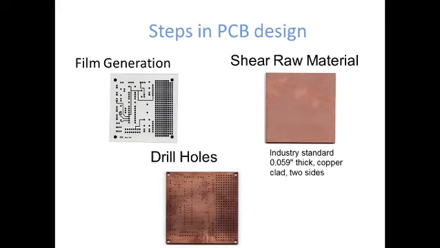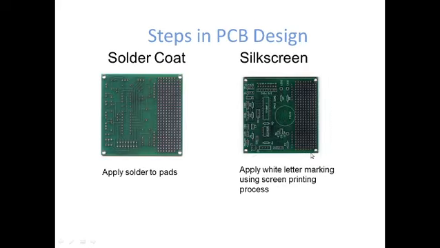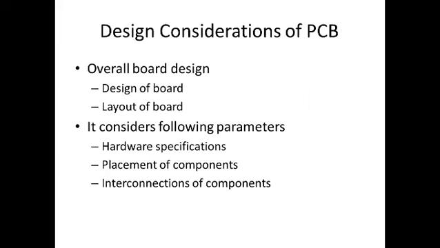So these are the different steps in the PCB designing that I have shown here with the diagram. So this is the film, negative film generated there. This is the raw material where you are having copper clad. First you are making the drilling there, then apply the copper in whole barrels, then apply the photosensitive material to the developed selected areas from the panel, etching, solder coat, silk screen. So these things we have seen.